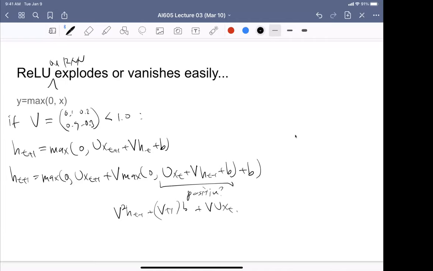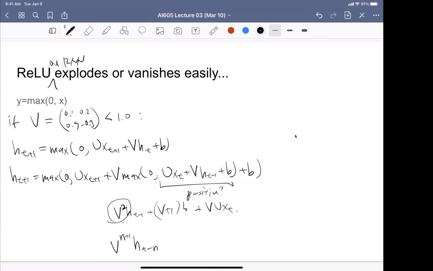But the problem here is this part, this V squared. That two is coming from two unrollings of h_t. So what if you try to go further? What would be the coefficient here? It will be exactly V to the power of n plus one, if you're computing the dependency on t minus n. If t minus one is unfolded one more time, then it will be V to the power of three, h_{t-3}. So you can say V to the power of n plus one, h_{t-n}.